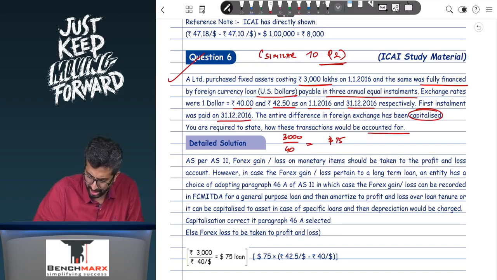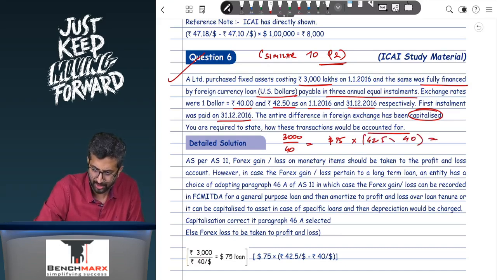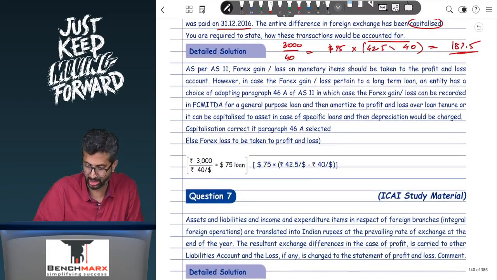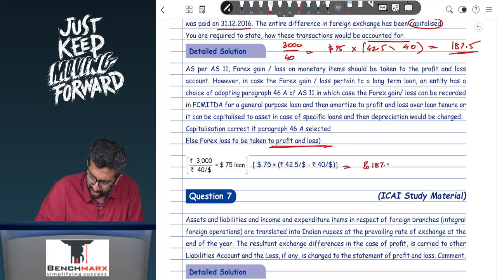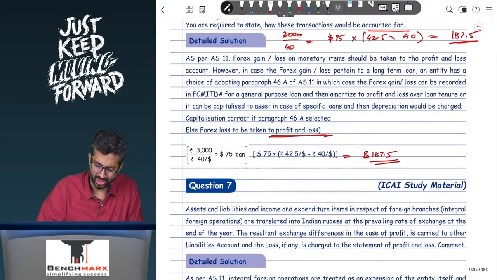Well, this is a monetary item and hence 75 into 42.5 minus 40, that is 2.5. So 75 into 2.5, that is equal to 187.5 will be taken to the profit and loss account. However, if para 46A was applicable, then this could have been capitalized. So over here, this is rupees 187.5 lakhs. Okay. Question number 7.